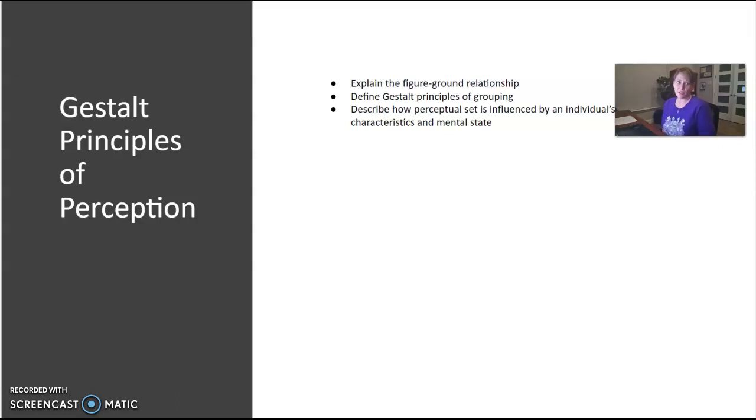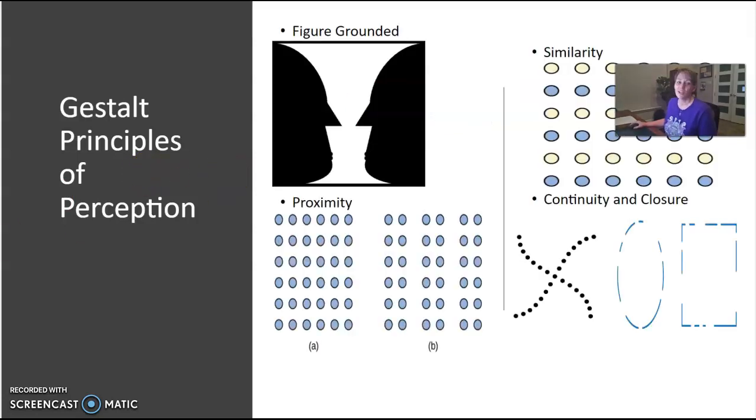Our learning objectives are explain the figure-ground relationship, define Gestalt principles of grouping, and the third one is describe how perceptual set is influenced by an individual's characteristics and state of mind. That one's my favorite. Let's get into it. Explain the figure-ground relationship.